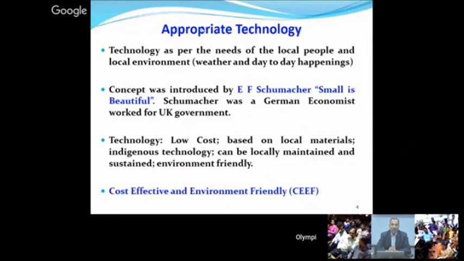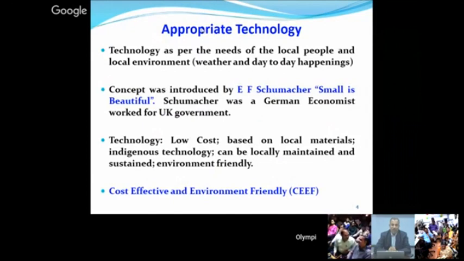The bigger technologies which were transferred through industrialization have a different meaning. But at the local level, looking into the socio-economic conditions of the people, this particular term was coined by an economist, E.F. Schumacher. He was German by birth and was working in England, in the United Kingdom, as the economic advisor to the United Kingdom Coal Board.